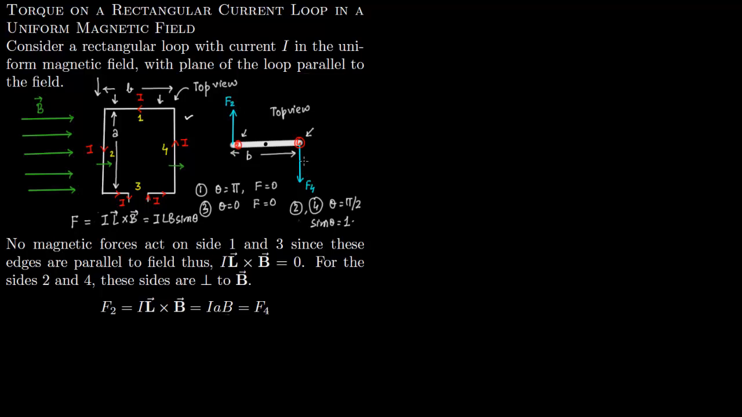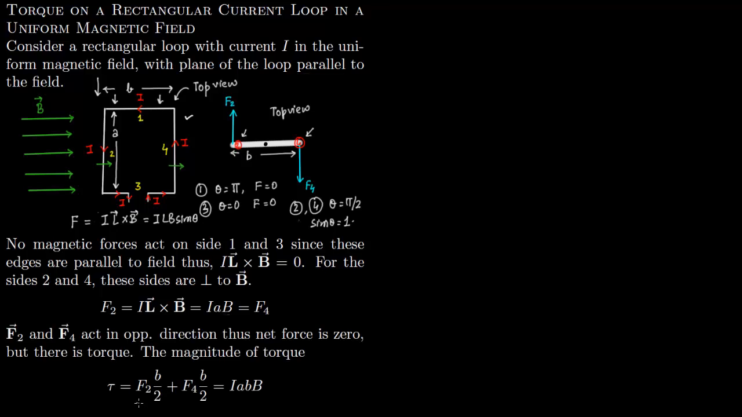These two forces are equal to each other, so they cancel each other out, but they produce a torque because they are acting at different points. They are not acting at the same point. So the torque is given as the force times B by 2. So torque is F2 times B by 2 plus F4 times B by 2, because B by 2 is the length right here.